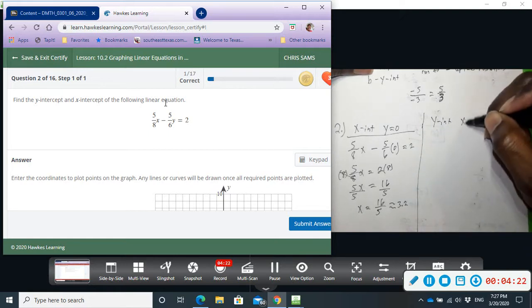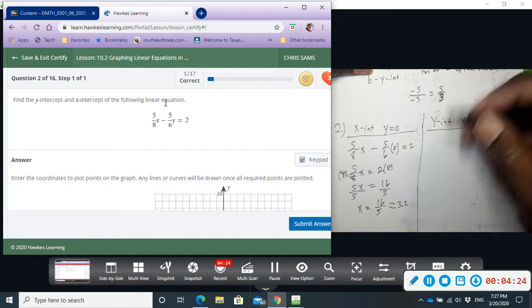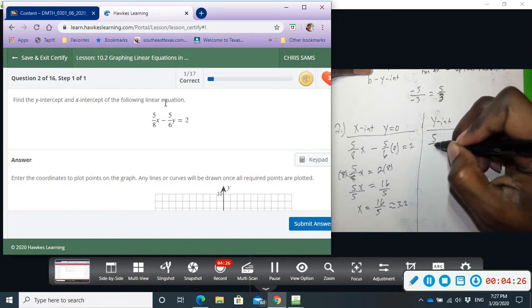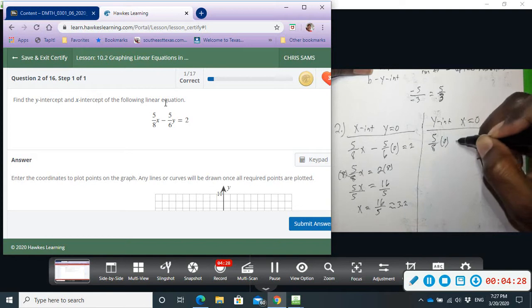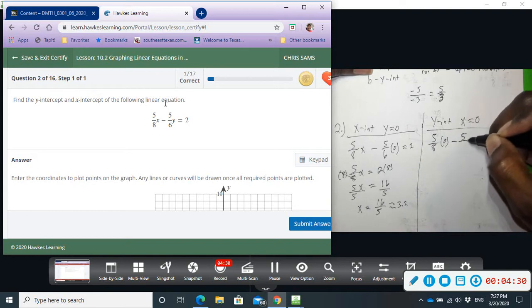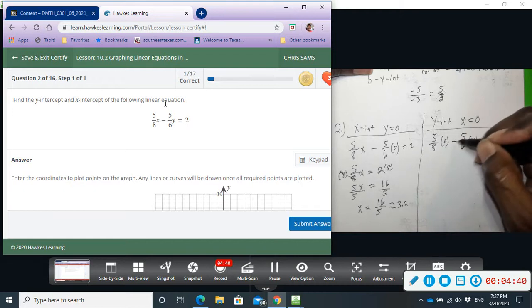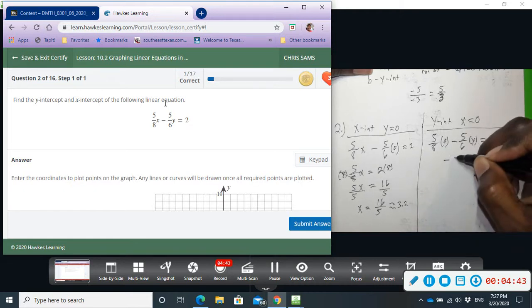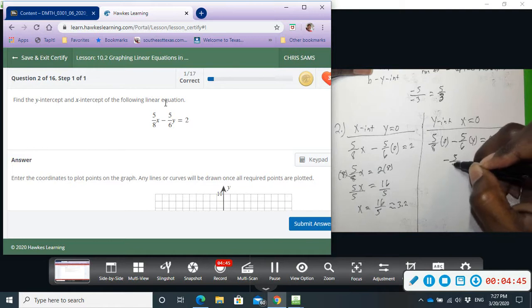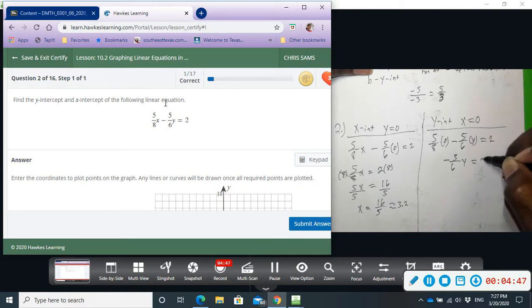So this time x is 0. So I'll have a 5 over 8 times 0 minus 5 over 6 times y equals 2. This term goes away this time because it's 0. But the minus, this term is still going to be negative. So negative 5 over 6y equals 2.